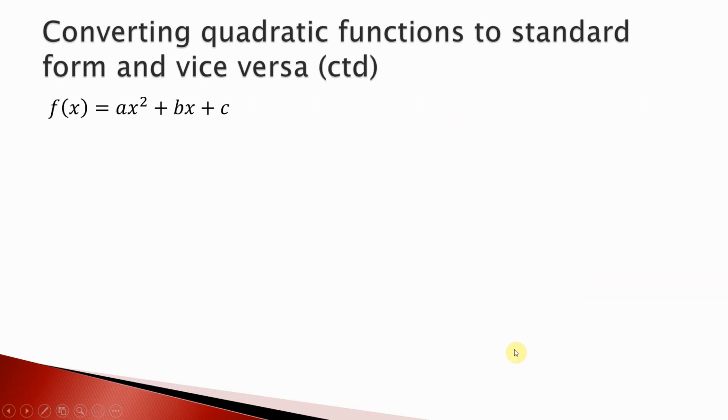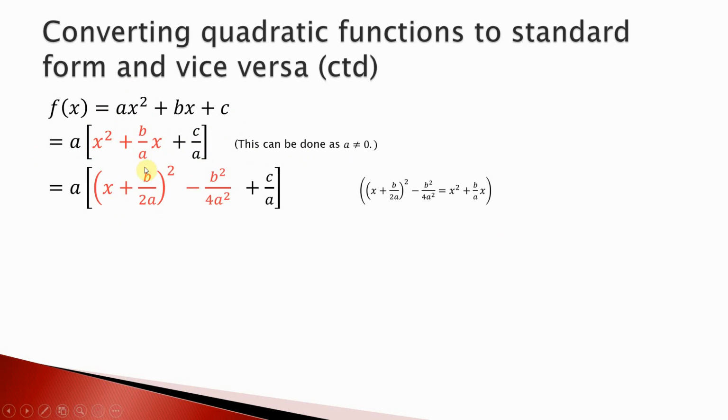This method is called completing the square. You have f of x equals ax squared plus bx plus c, and you take out a as a factor, although a is not common. When you take it out, you get x squared, and this gets divided by a, and this also gets divided by a. This can be done because a is non-zero. When you distribute it back, you get the same thing. Now this is the tricky step.